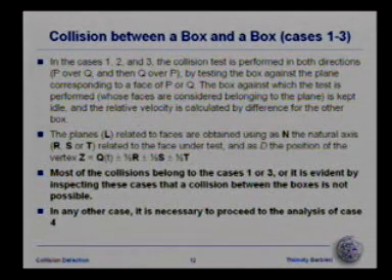Since most of the collisions belong to the cases 1 or 3, this method, which is valid for 1, 2, and 3, is okay. I mean, it's lengthy because it takes you to make 6 box planes on one side and 6 box planes on the other side. This is the worst case, okay? That you find the correct collision at the end of the 12th test. But in this way, it's very mechanical, it's very heavy, but it covers most of the situations.